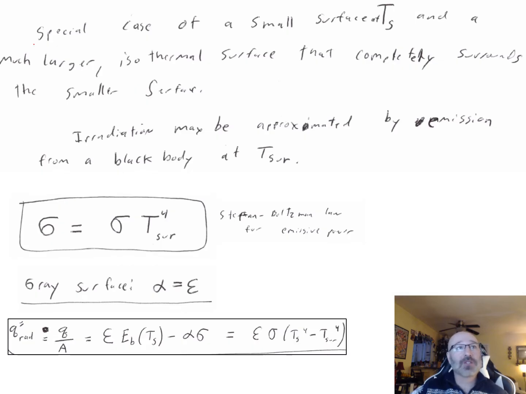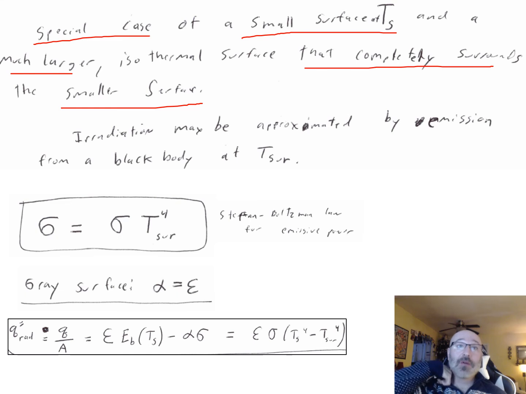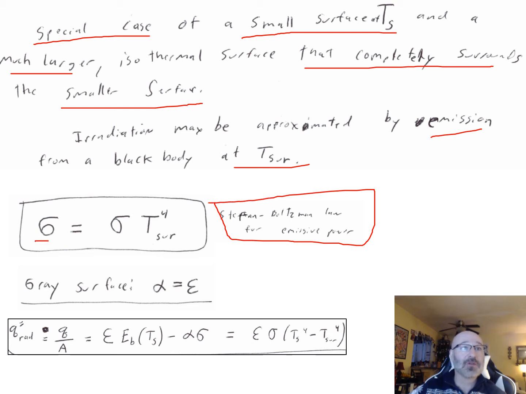Now, we do have a special case that we're going to discuss, when we have a small surface at T_s and a much, much larger isothermal surface that completely surrounds the small surface. Irradiation may be approximated by emission from a black body at T_surround. So this is where we have the Stefan-Boltzmann law for emissive power, where G is equal to sigma times T_surround to the fourth. If it's a gray surface, alpha is going to be equal to epsilon, which gives us this governing equation down here.